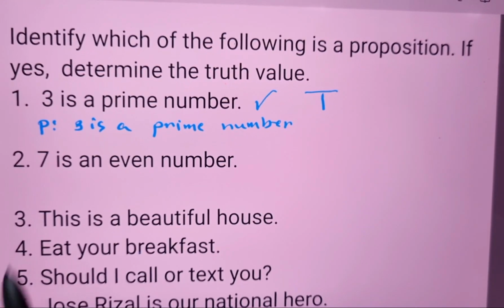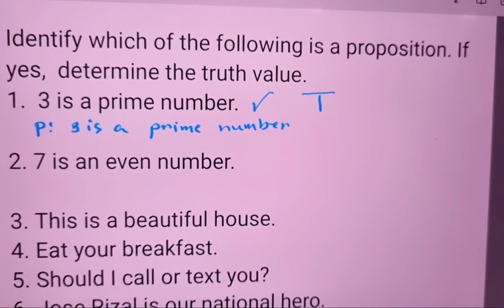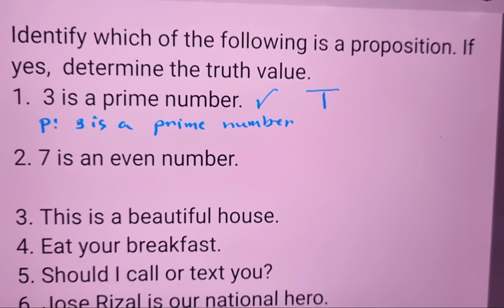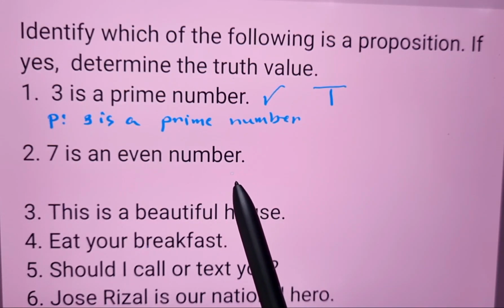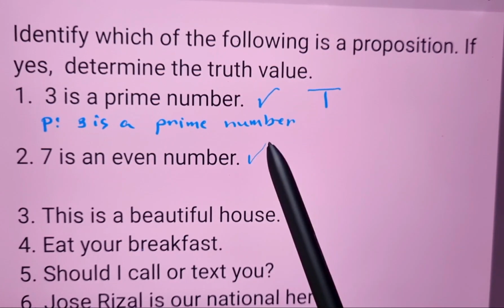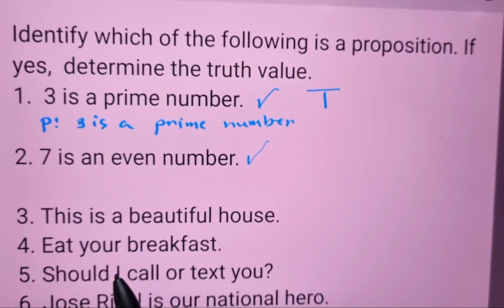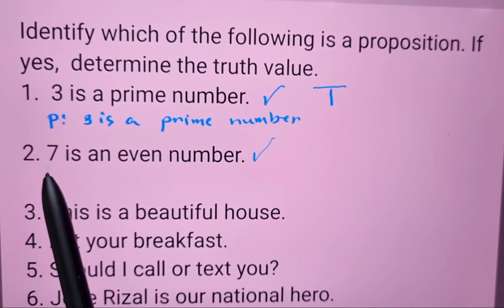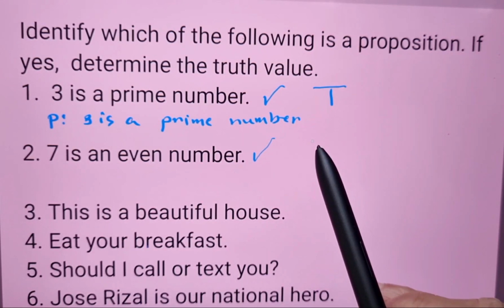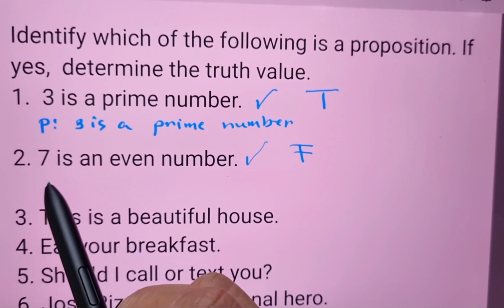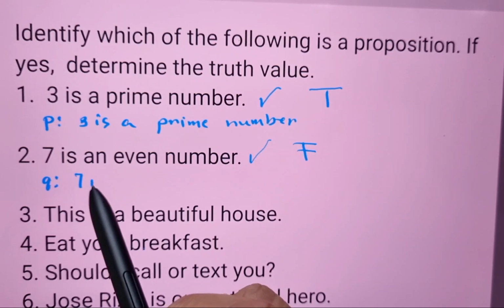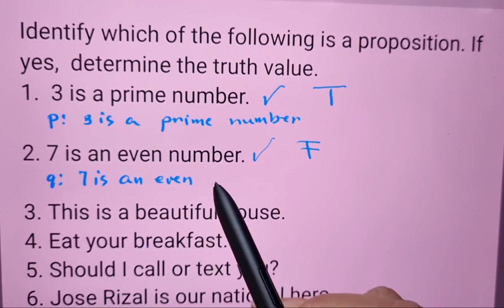Okay, number 2. 7 is an even number. Okay, you are stating, you are declaring that 7 is an even number. Yes, this is a declarative sentence or statement. Now, this can be true or false. Ito ba ay magiging sagot nito ay true or false? Yes. Okay? Now, what is the truth value of this statement? Is it true that 7 is an even number? Okay, 7 is not an even number, so therefore the truth value for this is false. So we can write, let's say, this is our Q. 7 is an even number.